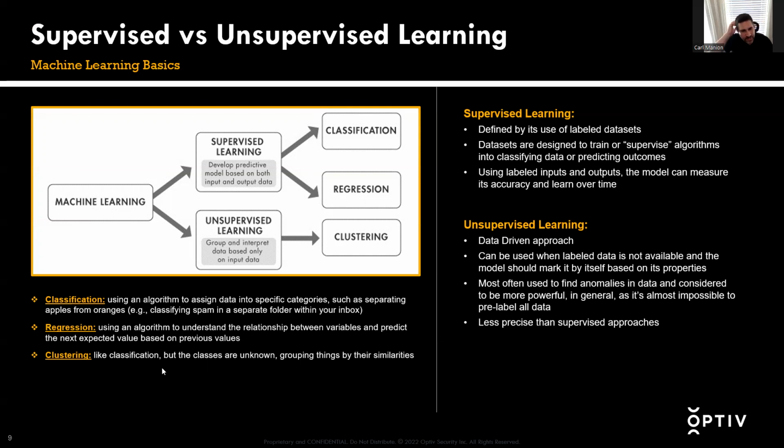Clustering is where you take things and you group them together by similarities. So that's when you have things that have not been labeled, but you can at least identify similarities between them. So those are the things we typically use the most when it comes to machine learning. That's a quick overview of, you know, what is machine learning.